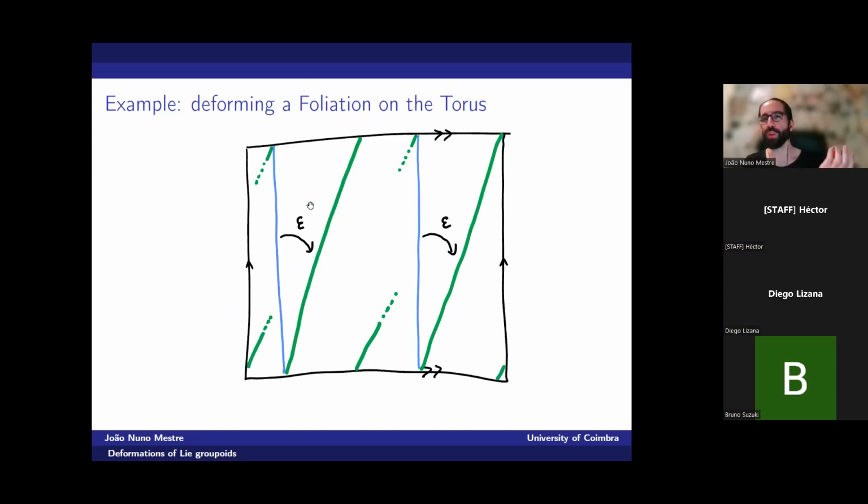The example we had before was of a foliation on the torus. So if we have the Kronecker foliation, and let's say that we had the Kronecker foliation by circles, so really just by the first factor of the torus, this one in blue, and we tilt by a small epsilon, we get a family of foliations that goes through foliations by circles and foliations by dense lines.